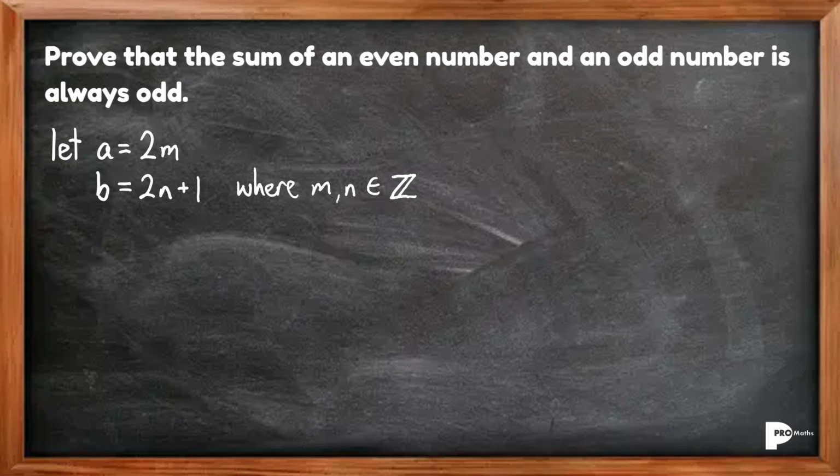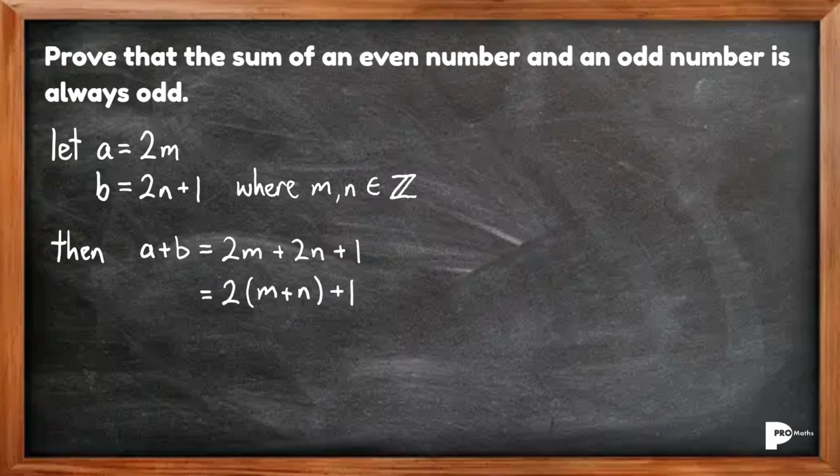Now that we've defined our 2 numbers, let's take their sum. a plus b equals 2m plus 2n plus 1. How do we now show that this is always odd? We factorize 2 from the first 2 terms. Now since m is an integer and n is an integer, m plus n will be an integer. You don't need to prove this bit because it's mathematically accepted as fact. So for clarity, we like to write this as 2k plus 1. Now since this is in the form of an odd number, 2 multiplied by an integer plus 1, we have proved our statement.